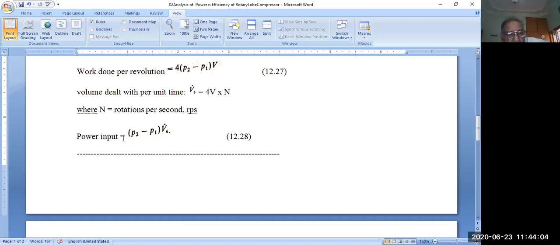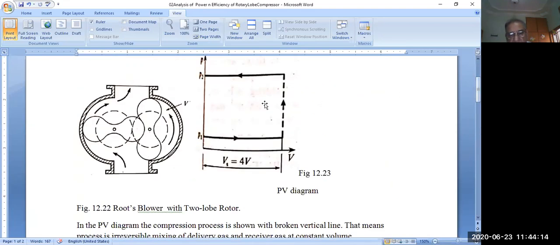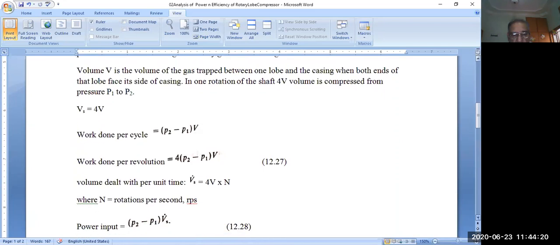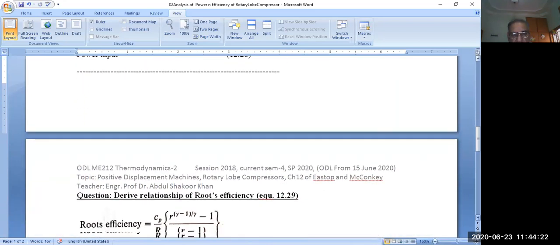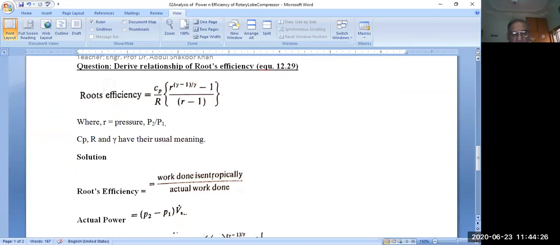Now power input is equal to shaft volume multiplied by delta P, that is (P2 minus P1) multiplied by Vs, and that is nothing but the area of this diagram, this area. So this is the analysis of the Roots blower. We will continue it. How to calculate Roots efficiency. So we have to derive this relationship.